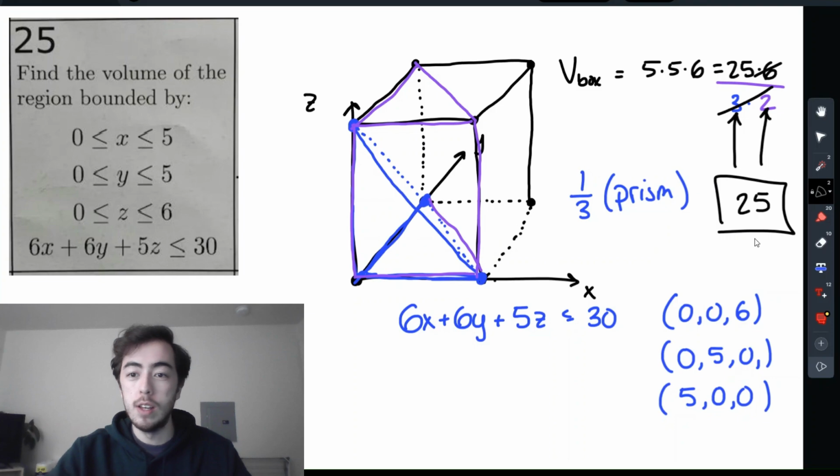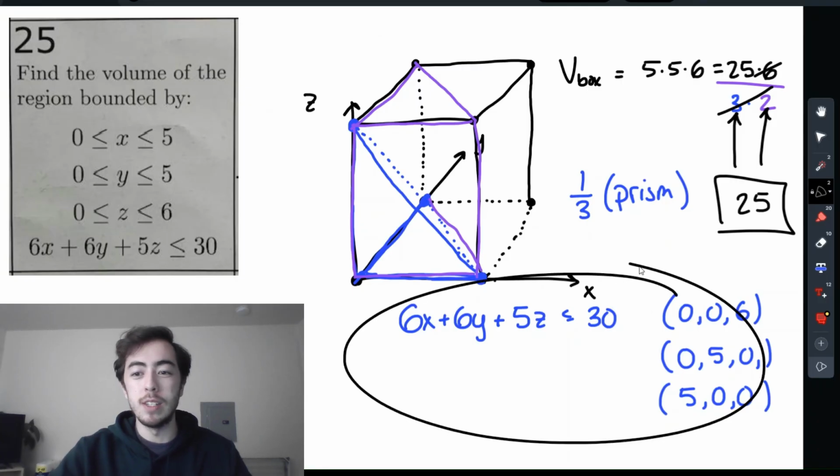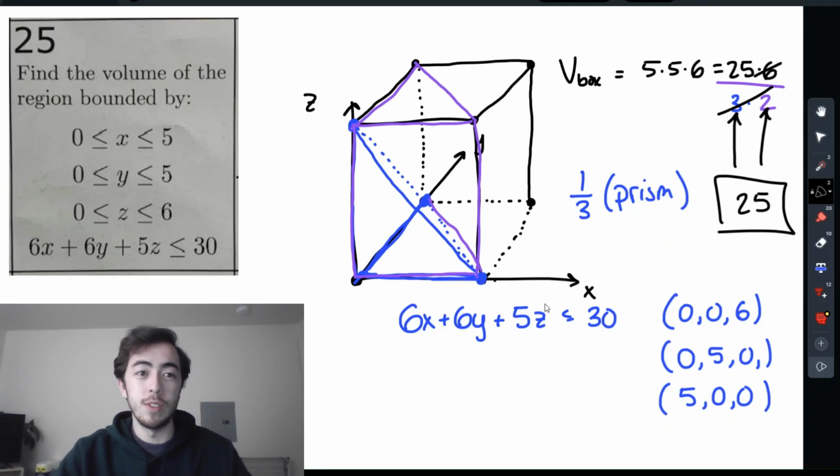So that's about it. Some neat facts about pyramids, some nice 3D graphing, and some neat inequalities to solve the problem for today. So I think we're all done.